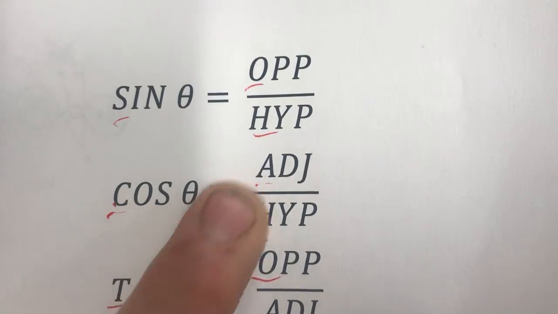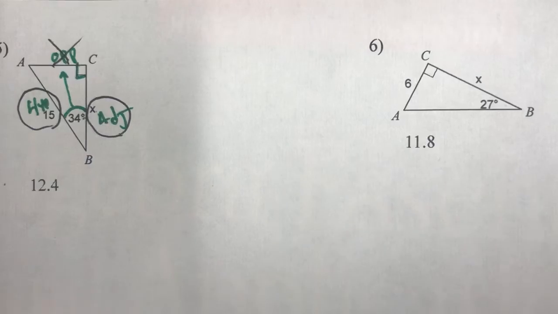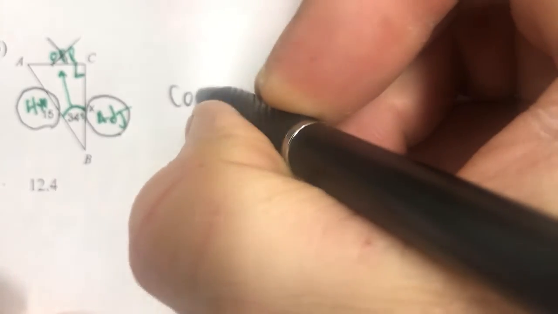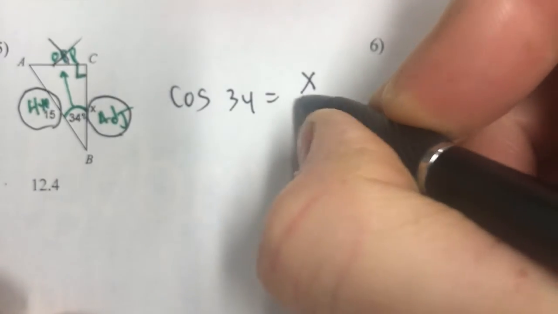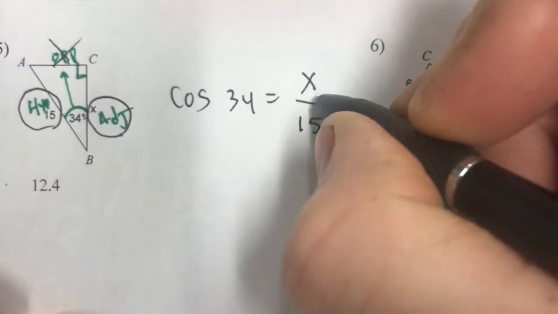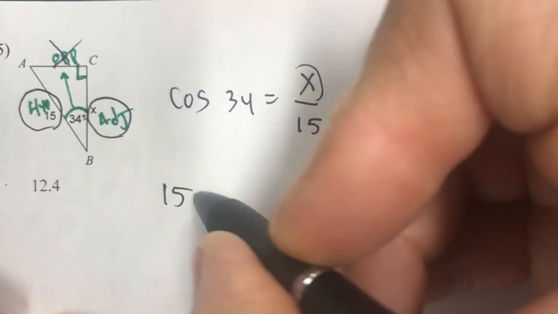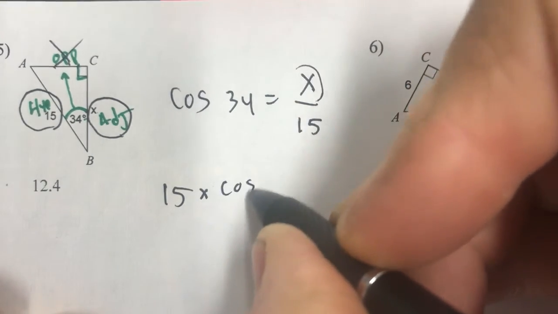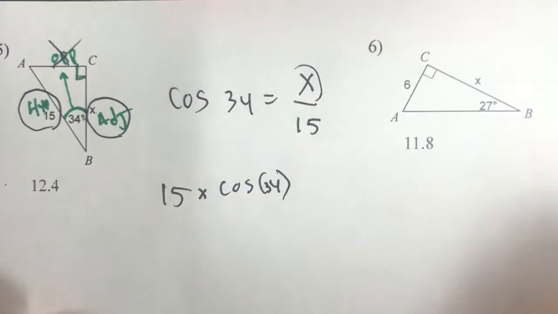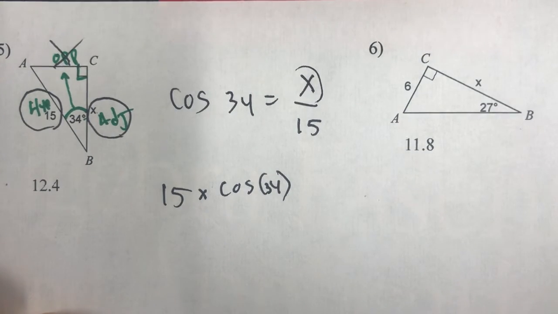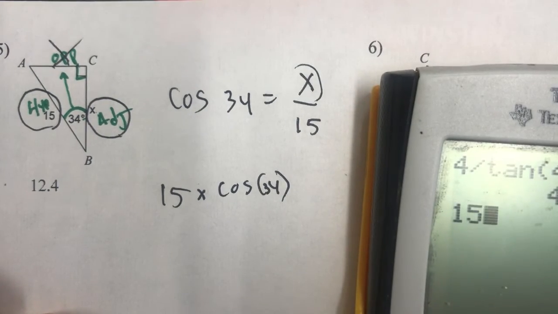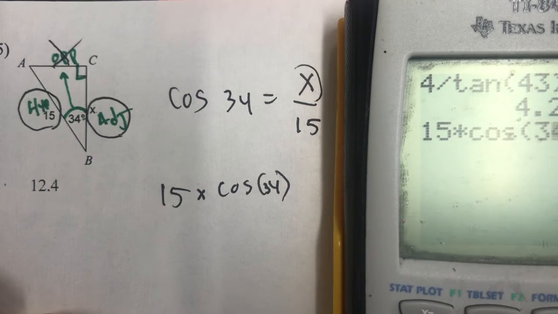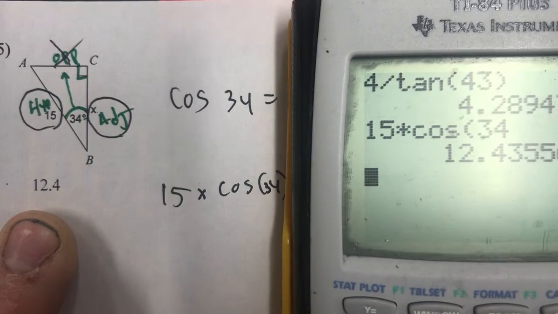So it's adjacent and hypotenuse, which is cosine. I set this up this way: cosine of my angle, 34, equals the adjacent x over the hypotenuse, 15. Since x is on top, that means multiply. 15 times cosine 34. So that's what I'm going to type in. 15 times cosine 34, and look there, I get 12.4.